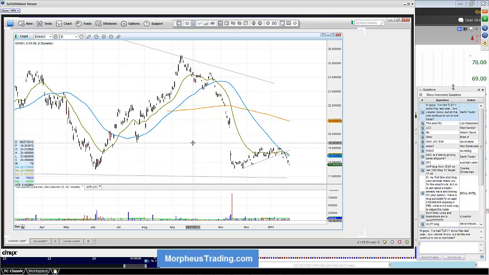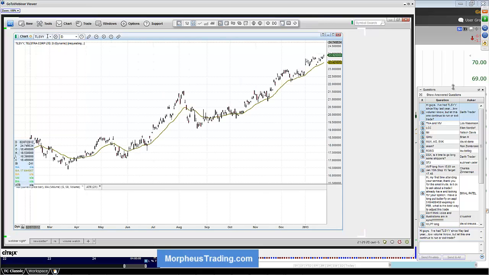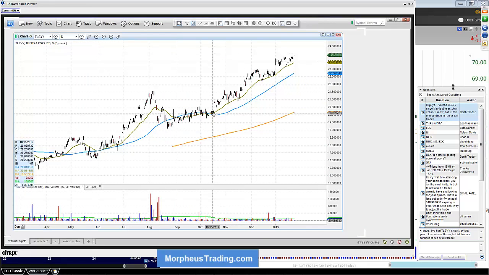All right, the next question is TLSYY. Okay, base breakout, first pullback, and it's basing again. The question here is whether to let this one continue to run or to exit.